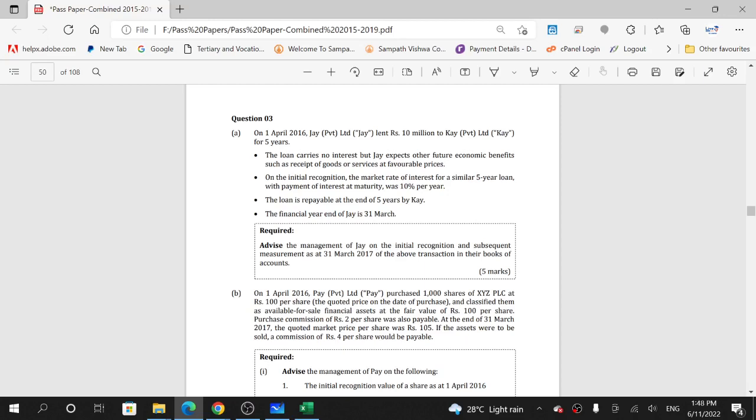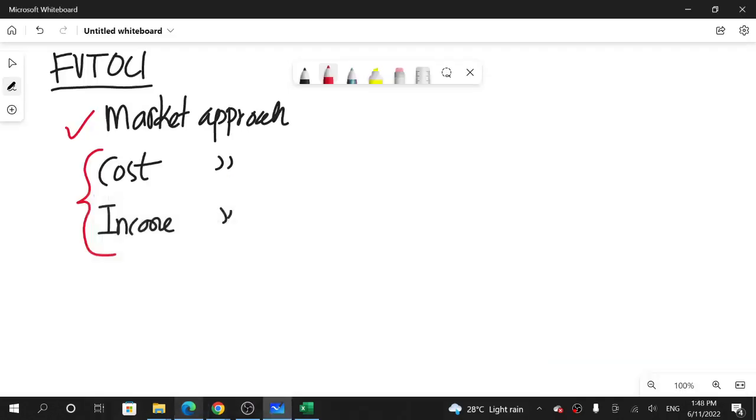By using present value calculation, you can calculate the fair value of this loan at the beginning of the period. Remember, the reason why we need to get the fair value is that this is an amortized cost financial asset, and each financial asset or liability, we know, should initially be measured at fair value.